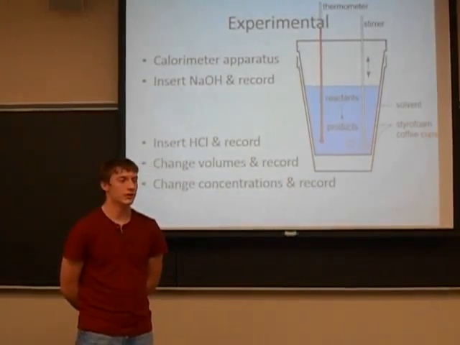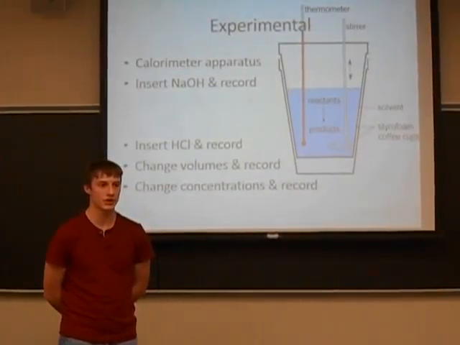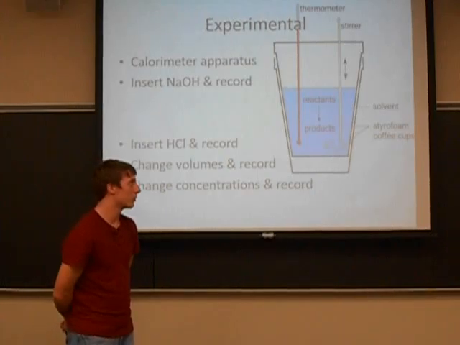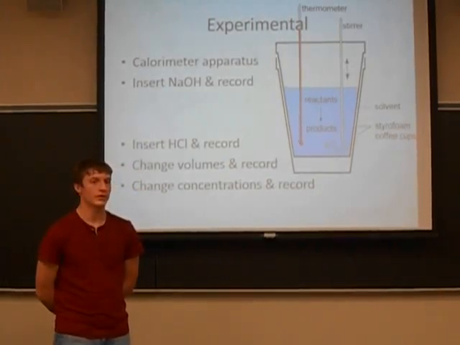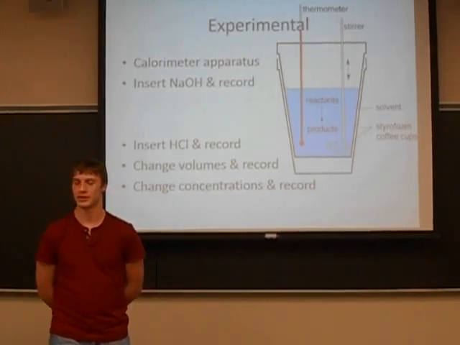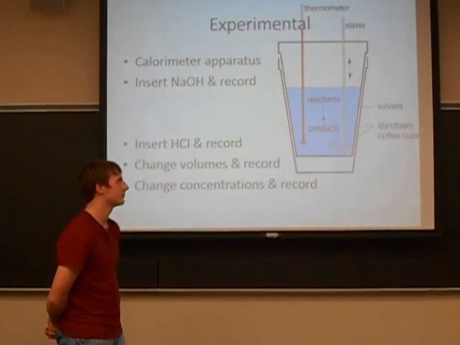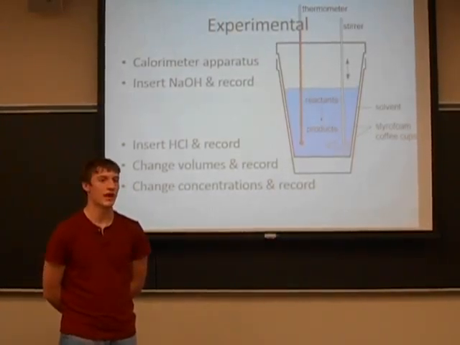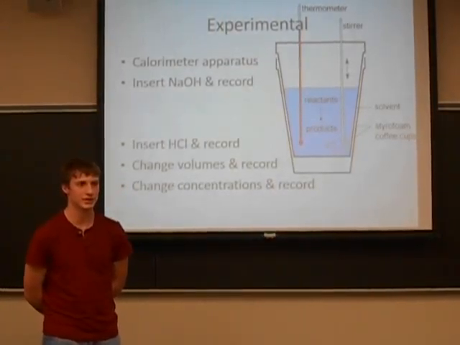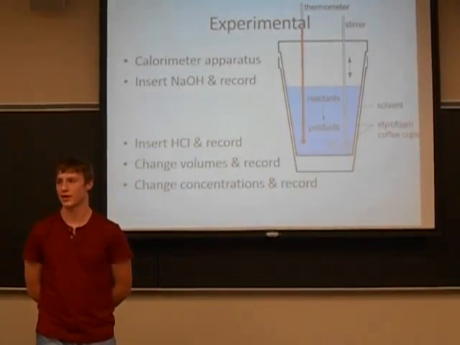After the 20 milliliters of sodium hydroxide was in, we measured that temperature and recorded it in a table, and then also added 1.00 molarity of hydrochloric acid, 20 milliliters, to react with the NaOH, and we measured that temperature. We repeated this process 3 times so that the average temperature change could be gathered.